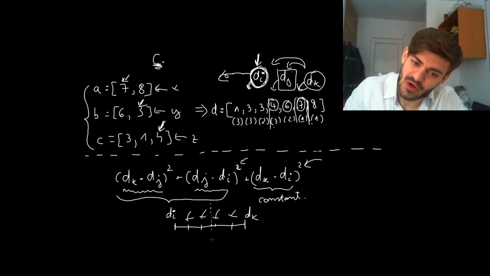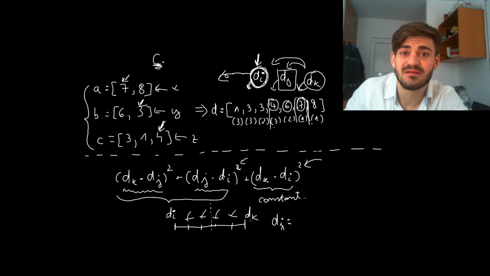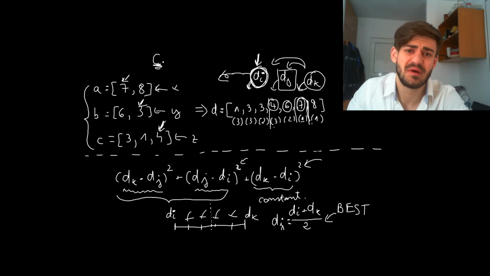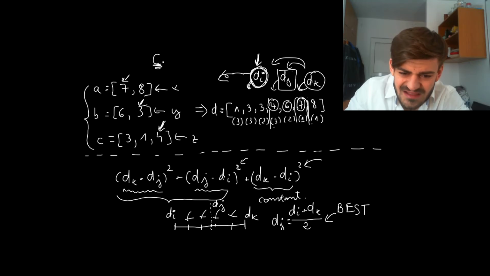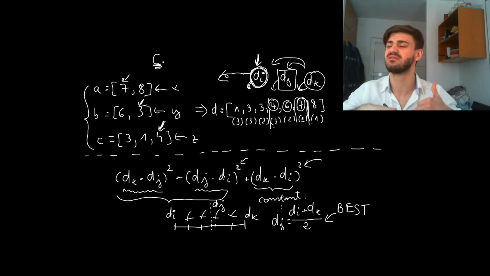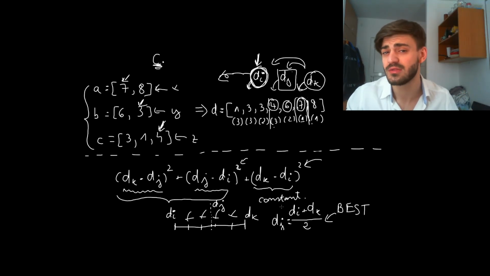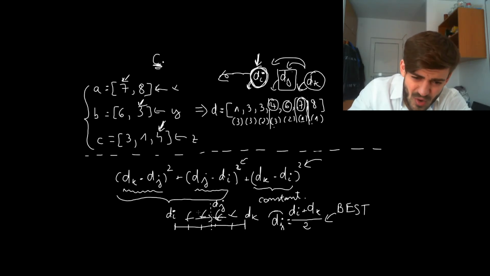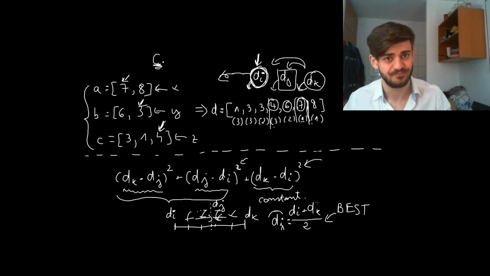The optimal scenario is to choose D of J to be in the middle of this range, so to be D of I plus D of K divided by 2. This is the best case scenario. Very simple mathematical proof, very intuitive. If you can do that, that is awesome. But you might not be able to. So you want this D of J to be as close as possible. It can either be greater or less, but you want it as close as possible to the middle of the range.